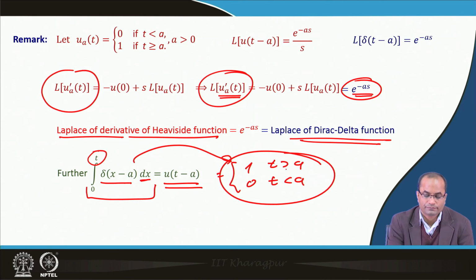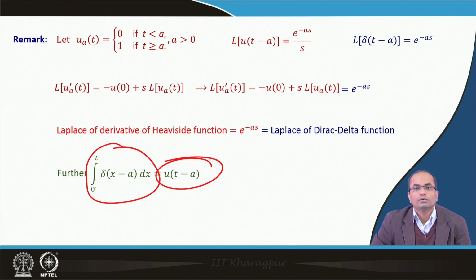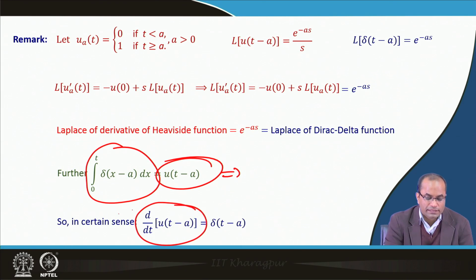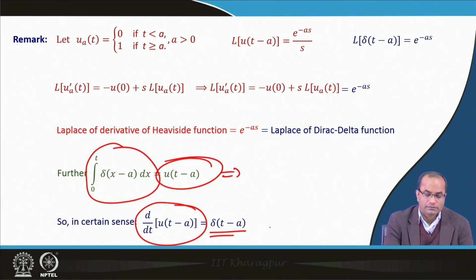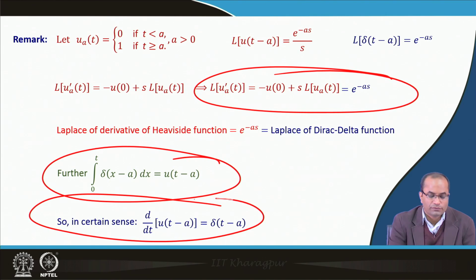So we are getting here that the integral of this delta(x minus a) is equal to u(t minus a). That means, in some sense, this implies that the derivative of this Heaviside function is the Dirac delta function, which is coming from the Laplace transform as well, because the Laplace transform of the derivative of the Heaviside function was equal to the Laplace transform of the Dirac delta function, and we get the same conclusion from this observation.